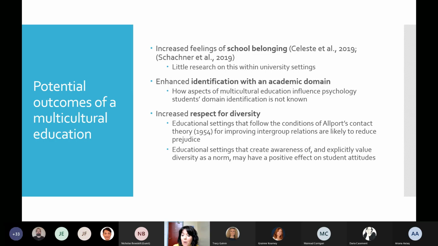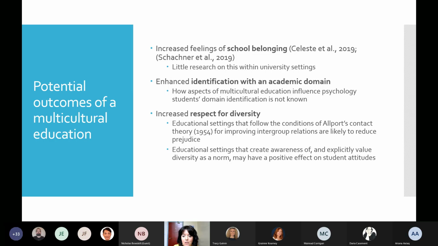But a lot of this work has been done in post-primary schools, and there's not as much within the university setting. Greater belongingness has also been related to enhanced identification with an academic domain, which can be defined as the extent to which an individual defines the self through their role or performance in a particular domain. So for instance, the extent to which being a psychology student is a valued part of a student's social identity. And such identification can influence motivation, and so it's an important student outcome.